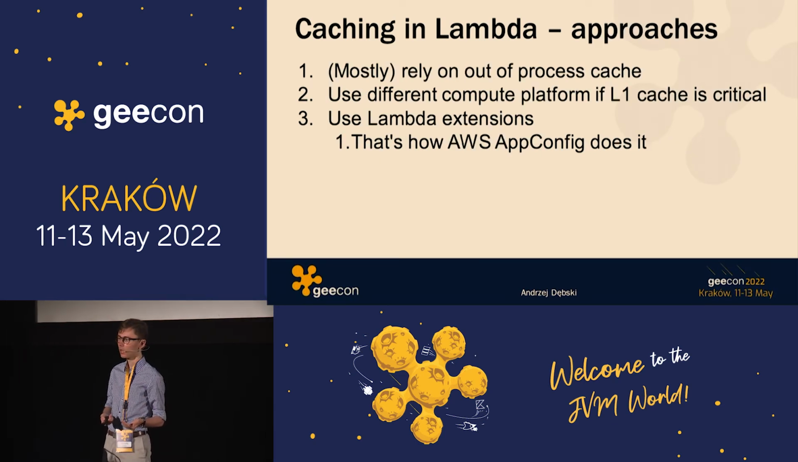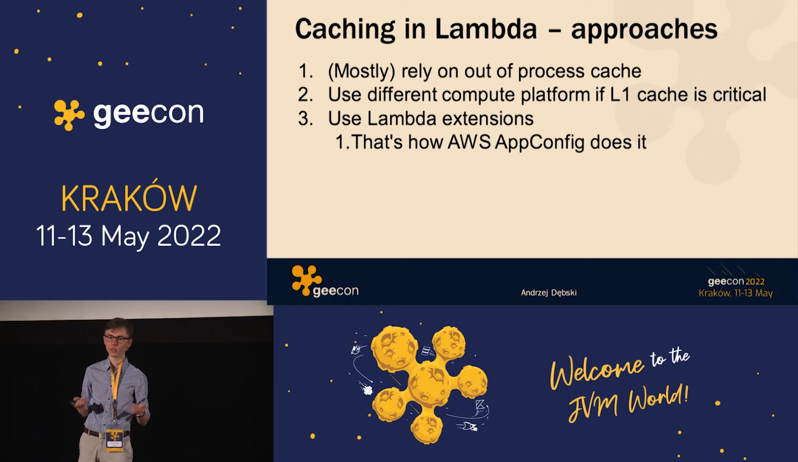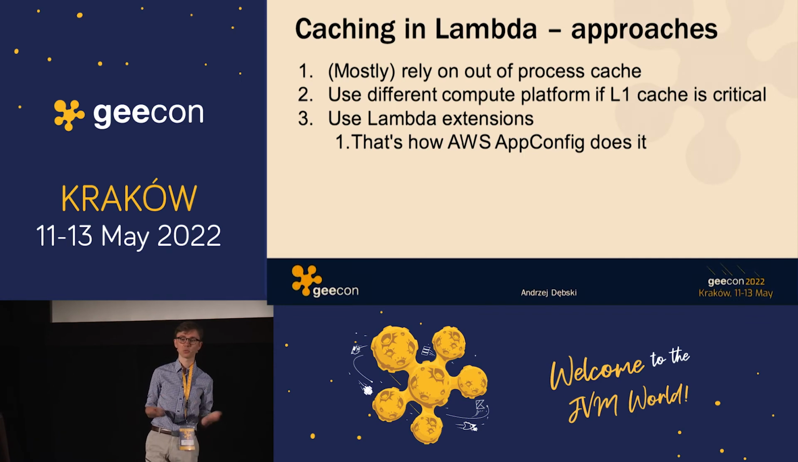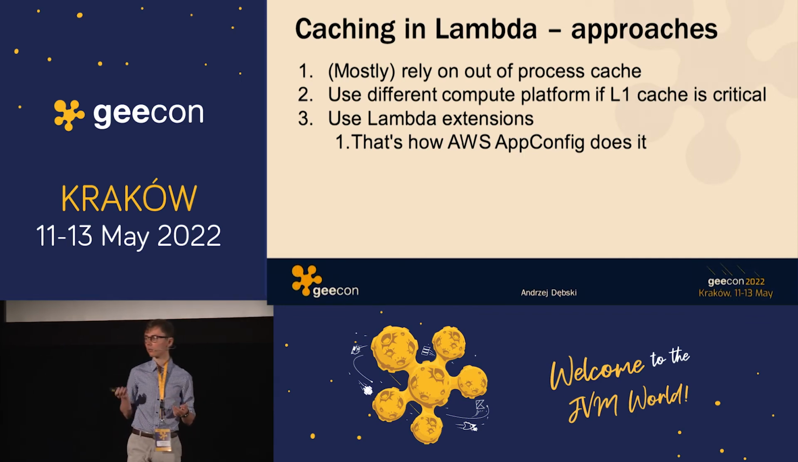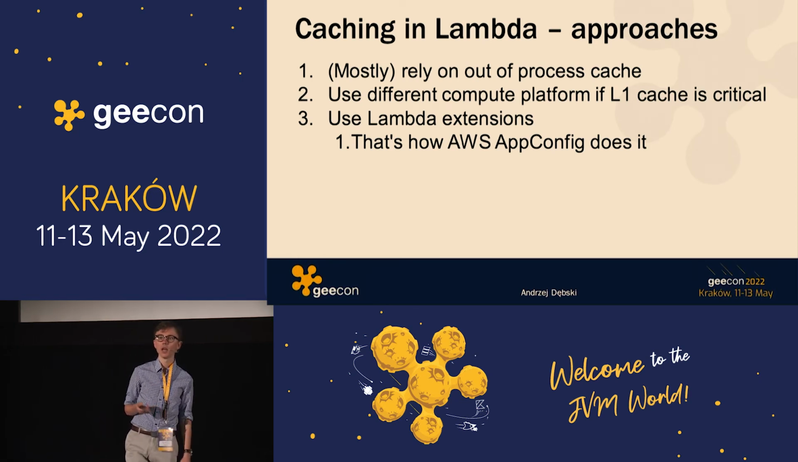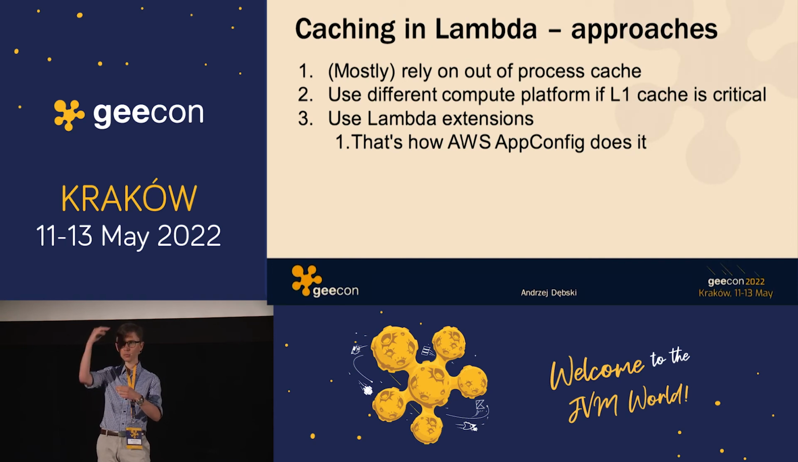So what can we do about it? One, we can rely on an out-of-the-process cache, the L2 approach. Adding L1 is perfectly fine, but you may be disappointed with the results. You can use a different compute platform like Fargate, if this is super important for you. Or, and this is a more advanced topic in the AWS Lambda world, there is something called an AWS Lambda extension. I'll talk about it a little more, but basically, it allows you to execute extra pieces of code on top of your function to do some additional work.